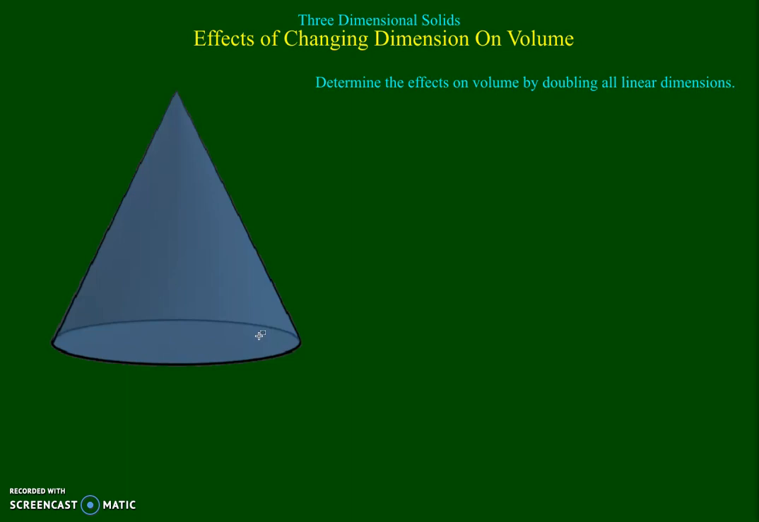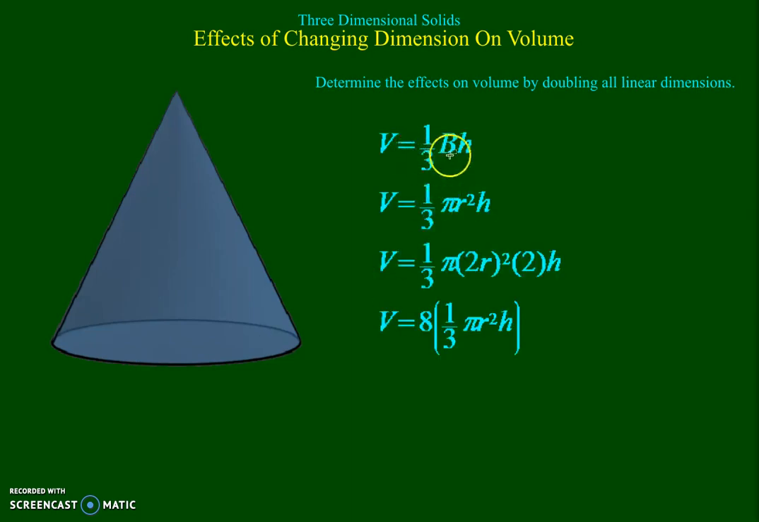So let's bring up the formula. Here we have the volume of the cone, 1/3 area of the base times height. Break this area of the base down. The base is a circle, so it's 1/3 pi r squared times height. Now, if we want to determine the effects of doubling the linear dimensions, we're going to double the radius and double the height. So here we say the radius is multiplied by 2, I put this in parentheses, and the height is multiplied by 2.